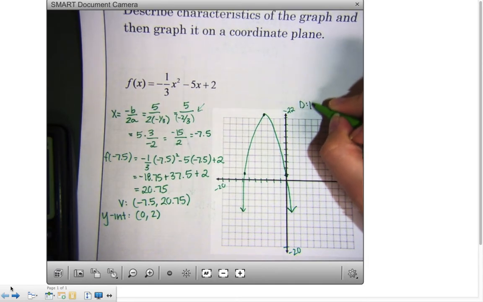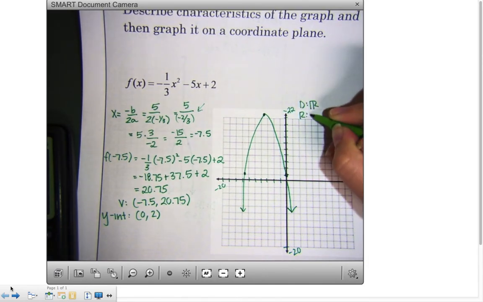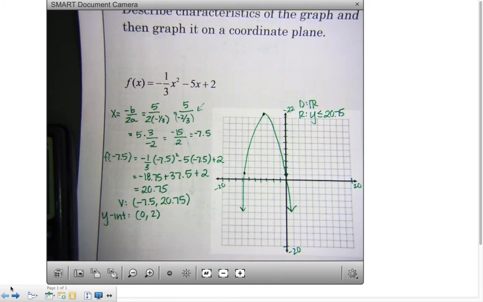Here the domain is all real numbers, and the range is y less than or equal to 20.75, the y value of your vertex.